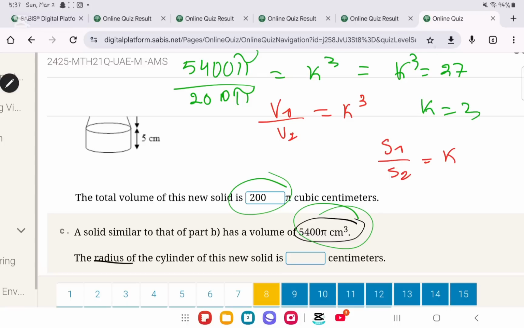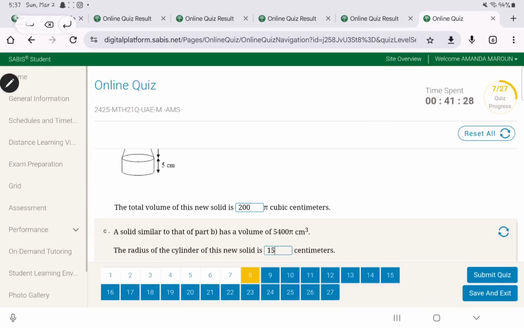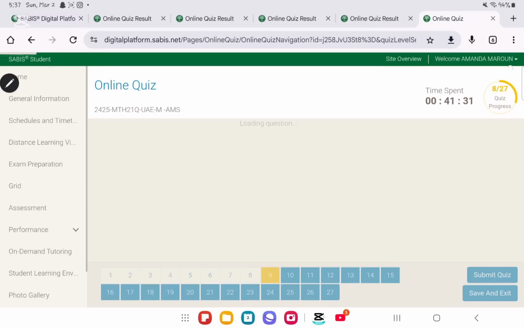Very simply. So now the side 1, which we need to find, over side 2, which is 5 centimeters because we found it in the first part, is equal to the constant k, which is 3. So you do cross multiplication, you get side 1 is 15. So the new radius of the cylinder is 15 centimeters.